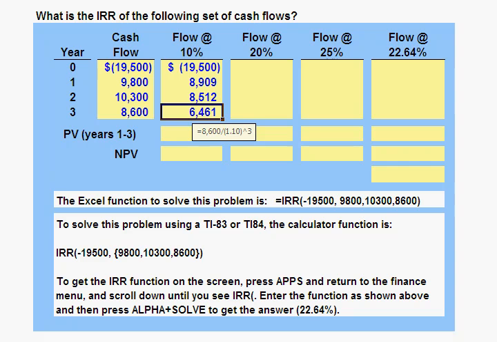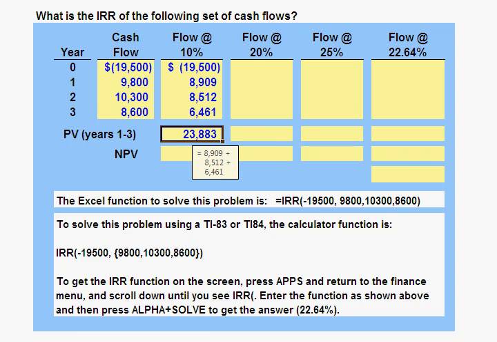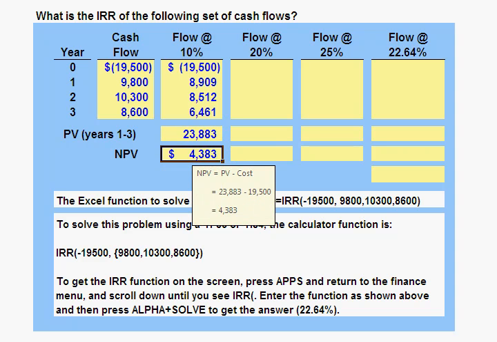The next step is to sum the present values from years 1 through 3, and we get a total present value of $23,883. To calculate the net present value, we take this $23,883 present value and subtract the initial cost of $19,500. We get a positive net present value of $4,383. This means a 10% discount rate is too low. We need to select a higher discount rate.